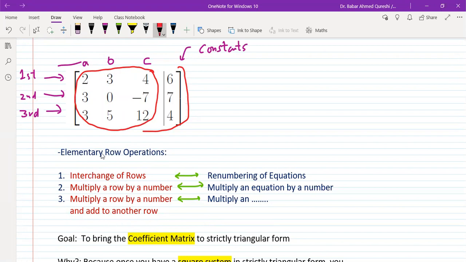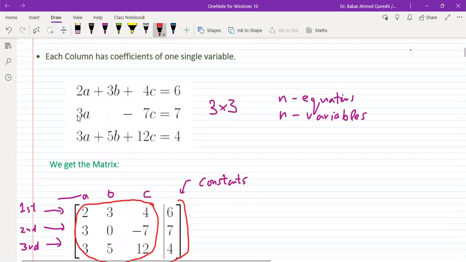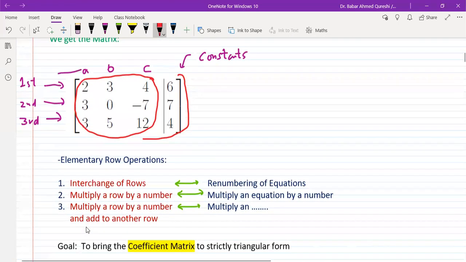Interchange of rows, because that corresponds to just renumbering the equations. If I just exchange these two equations, write this one first and this one later, that will correspond to writing this row first, replacing the first row with the second row. That obviously cannot change anything. You just collected your equations in a different ordering. So it still describes the same system.